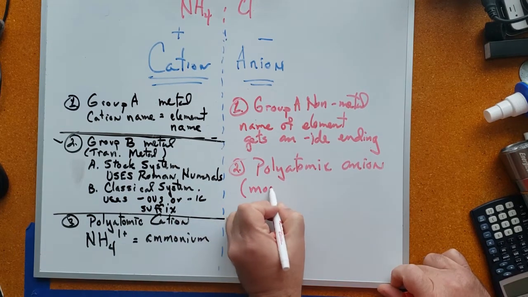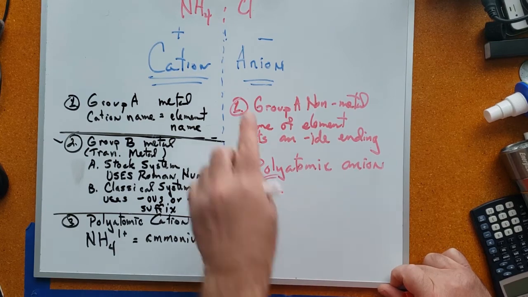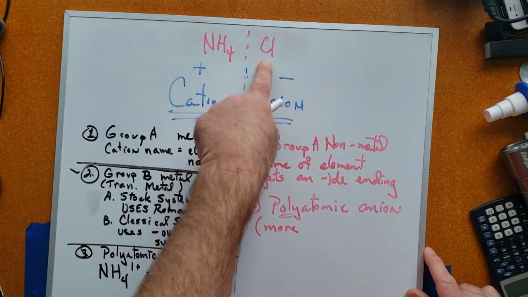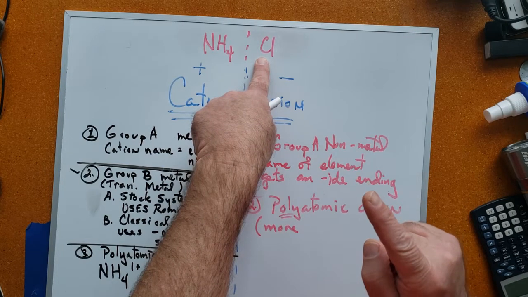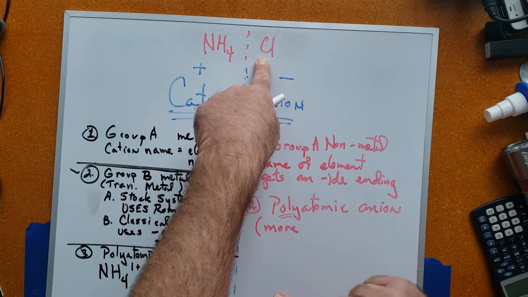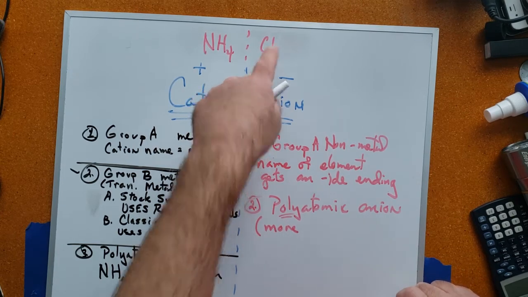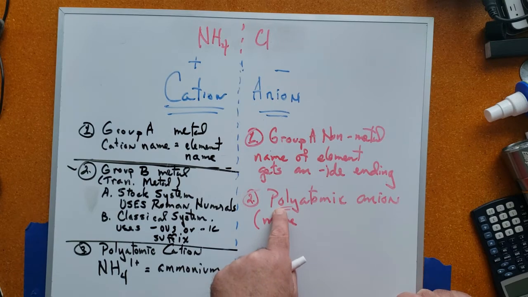Okay? How do I recognize if it's polyatomic? Well, the word poly means many. In this example with the chloride, there's only 1 element listed there. So that's not many elements, it's only 1 element. These are known as monatomic ions. We're looking for the polyatomics.